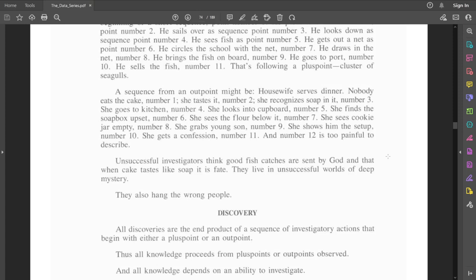Unsuccessful investigators think good fish catches are sent by God and that when cake tastes like soap, it is fate. They live in unsuccessful worlds of deep mystery. They also hang the wrong people.